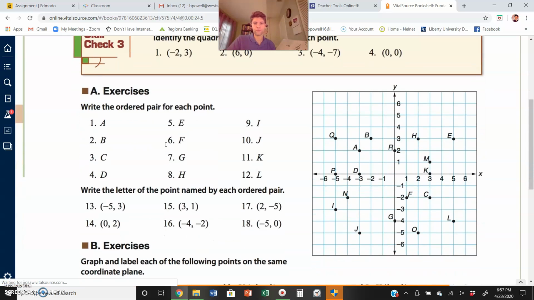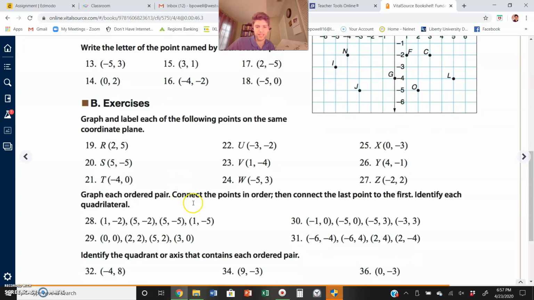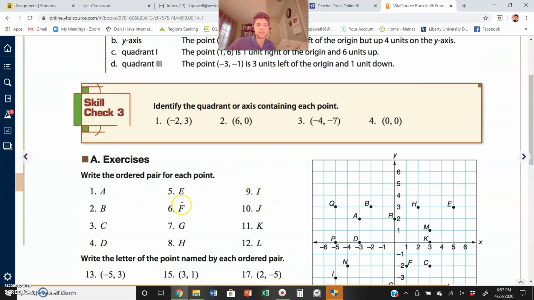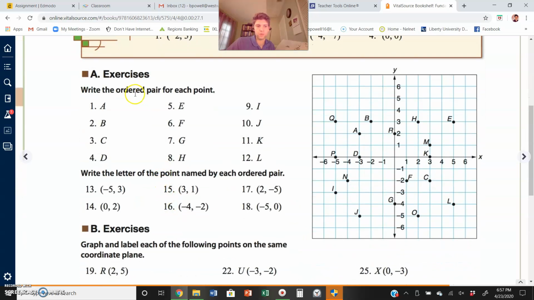So for homework, you're going to do this page, all of the questions except for 28 through 31. So for numbers 1 through 12, you're going to write the ordered pairs for each point. So for point A, you're going to reference this coordinate plane. So some people say graph. You'll notice on the homework I said use the same graph or coordinate plane. This right here where you see the x-axis and the y-axis is the coordinate plane. That's what we call the coordinate plane.